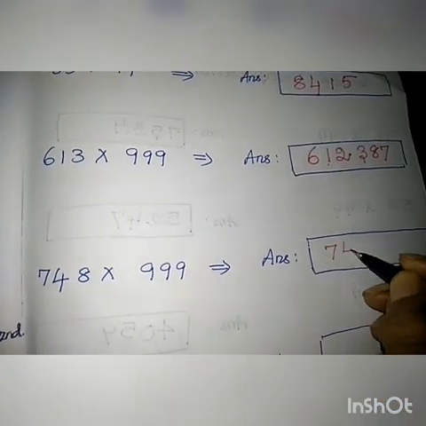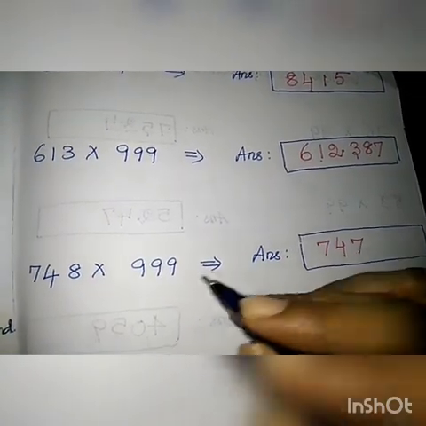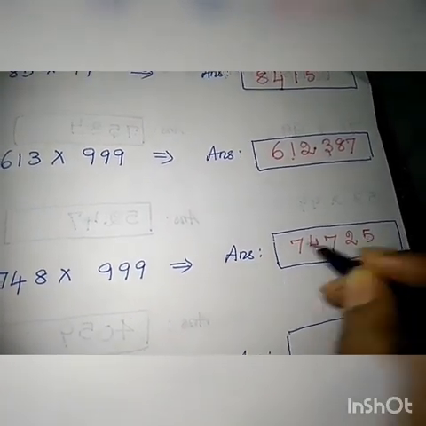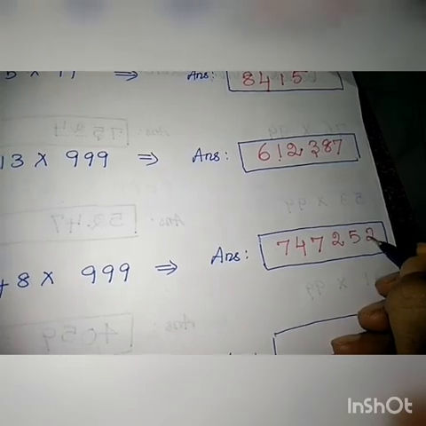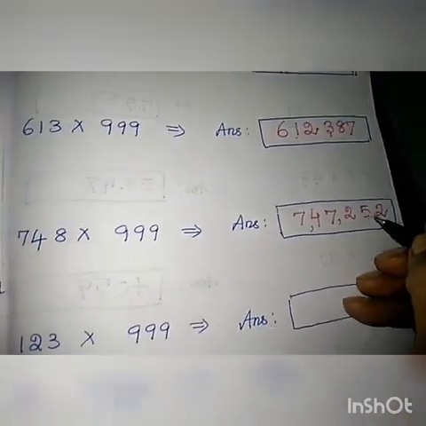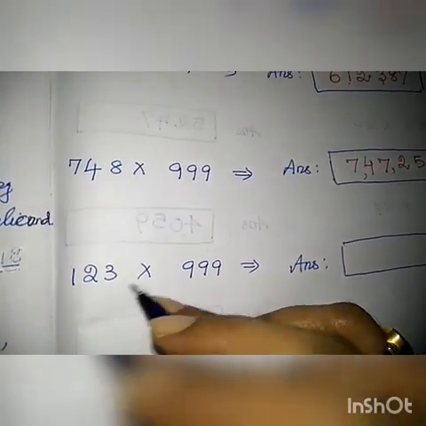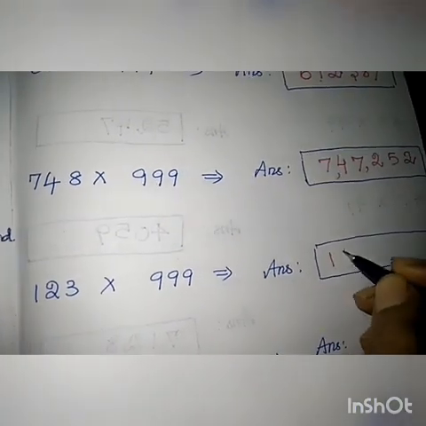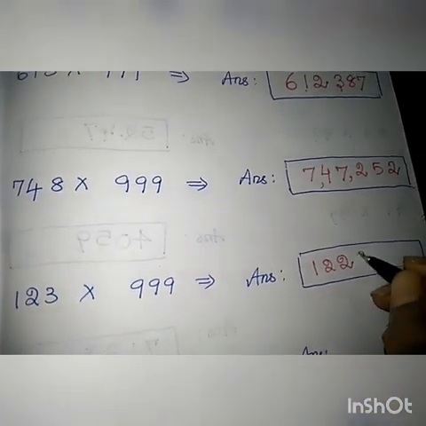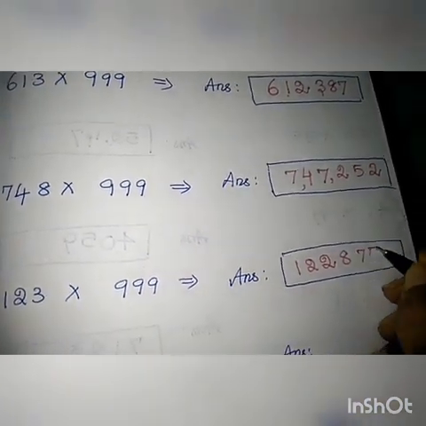In the next one, 748 into 999. 748, 747 is the preceding number for that. First 9 minus 7 is 2. Second 9 minus 4 is 5. Third 9 minus 7 is also 2. Finally, my answer is 747252. Next one, 123 into 999. Preceding number to 123 is 122. So 9 minus 1 is 8. Again 9 minus 2, 9 minus 2.